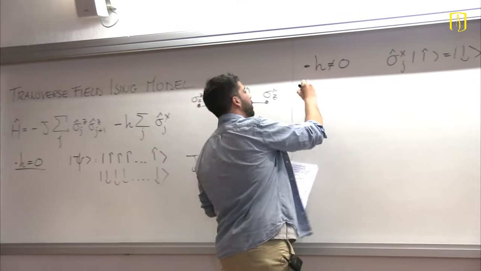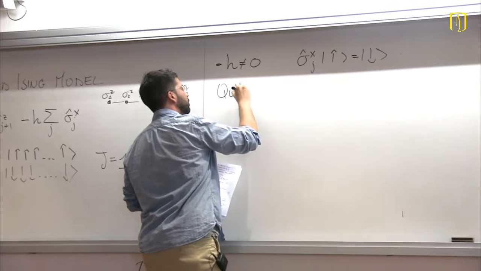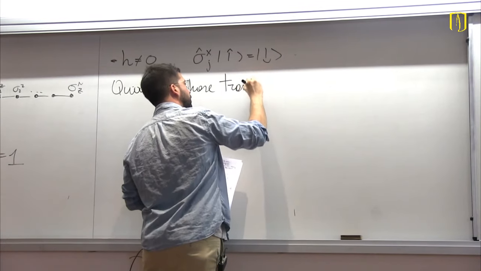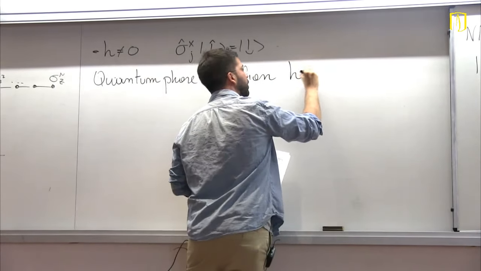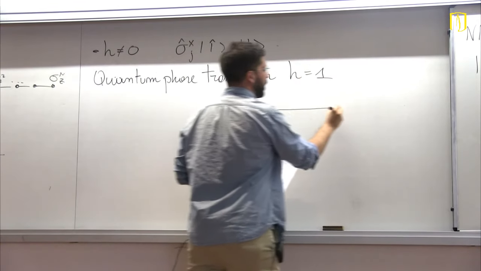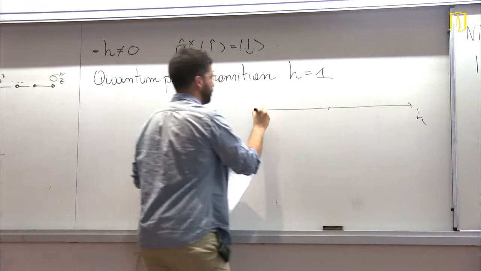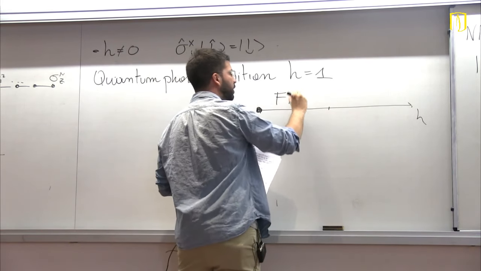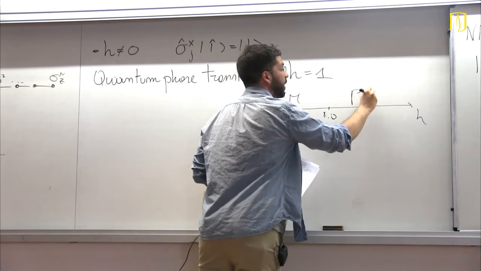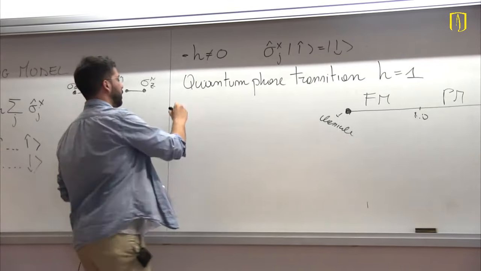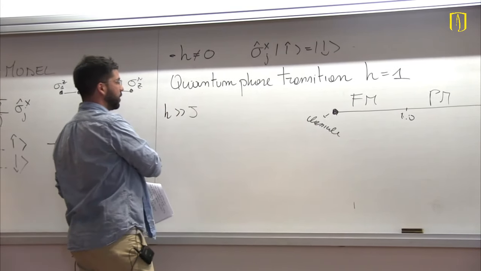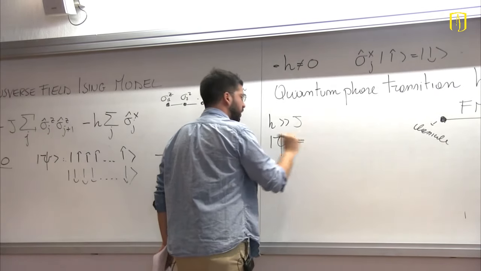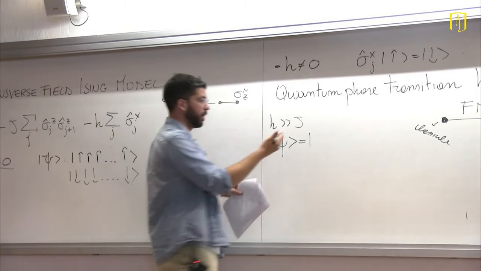Okay? And in particular, we have a quantum phase transition at H equal 1. So the phase diagram in H. So this is your classical point. Here you have a ferromagnet, H0, and here you have a paramagnet. So essentially, when you are in the limit of H much bigger than J, then this interaction doesn't really play a role anymore, and your ground state is the eigenstate of sigma x with the eigenvalue +1.